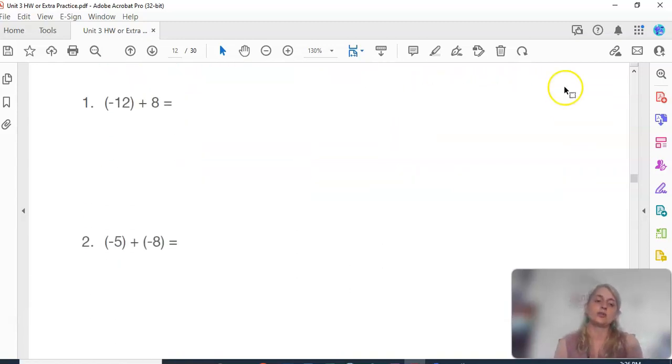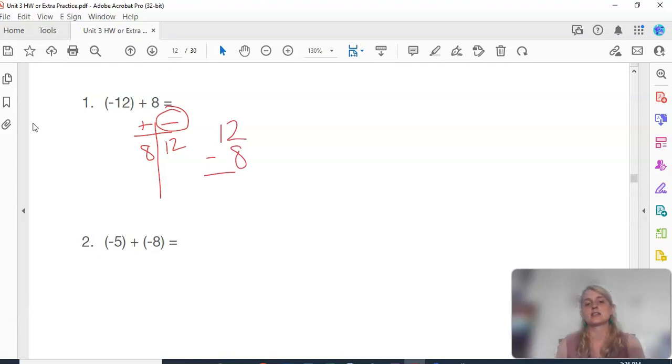On the back. Woo, it's all integers and fun things like that. Every single one of these you can solve with a chart. 12 is negative, 8 is positive. Oh, look, winner, winner. 12 minus 8 is 4. But 4 is not my answer. My answer is -4.